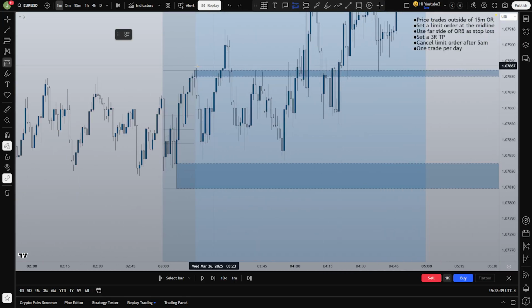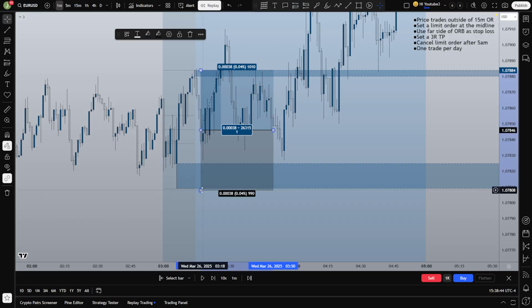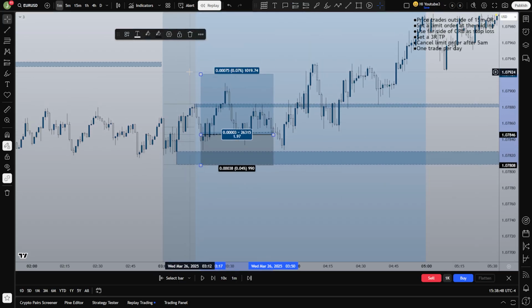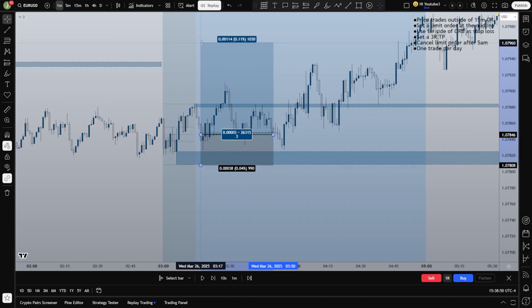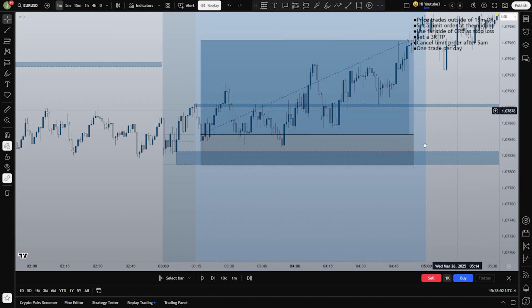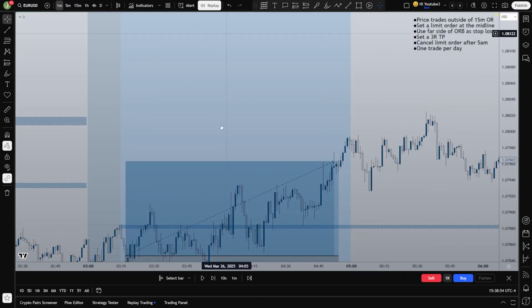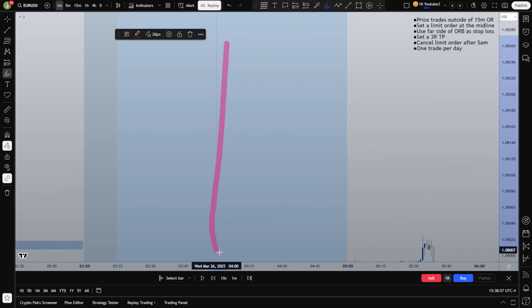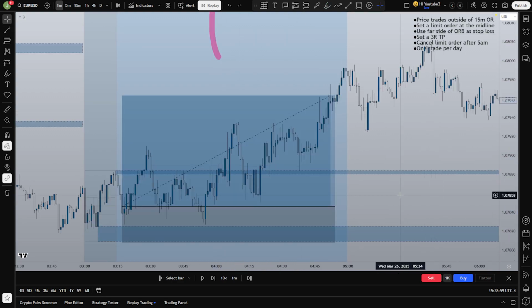possible entry here. So we break out right here. We get an entry right there. Stop loss on the other side of the range. Take profit to 3R. And there we go. Mark that with a vertical line.